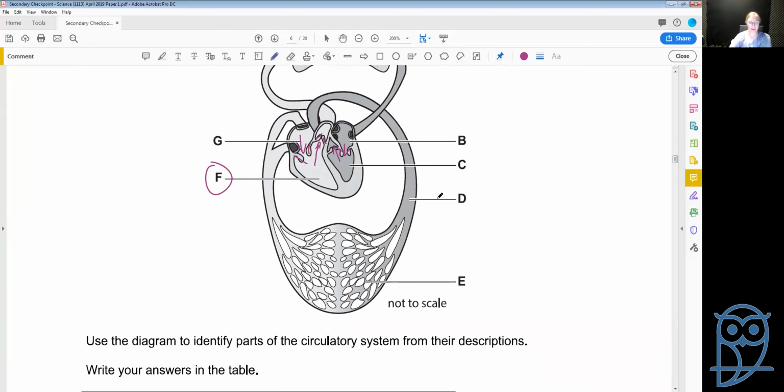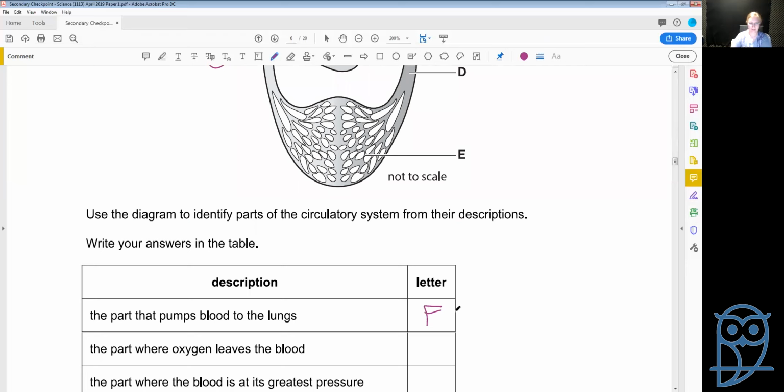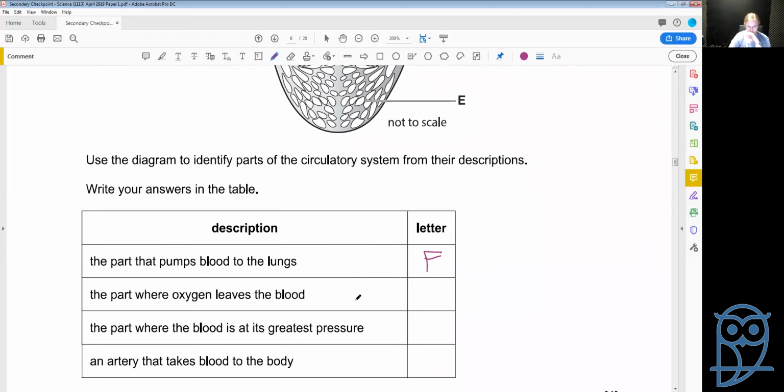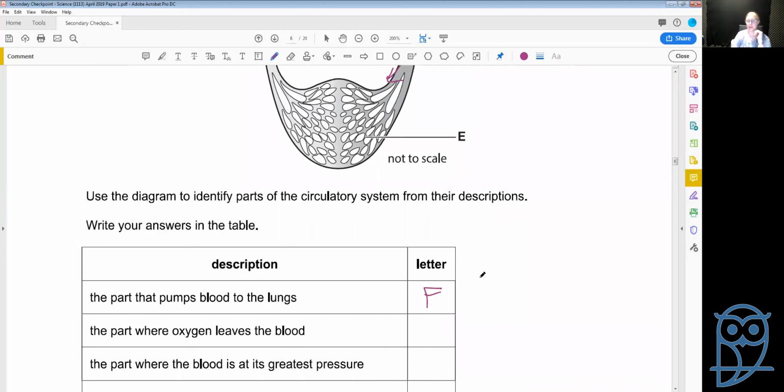The part that pumps blood to the lungs, we said that was F. Okay, the parts where oxygen leaves the blood. So here we have the blood from the heart, and it has lots of oxygen because it went past the lungs to pick up the oxygen. And now it travels down through here into the capillary arteries over here, and that essentially goes to your tissues. They're tiny little arteries that literally only one red blood cell can pass through at a time. And this is where all of your tissues are, in between and around these capillary arteries. So the part where oxygen leaves the blood, that would be part E.